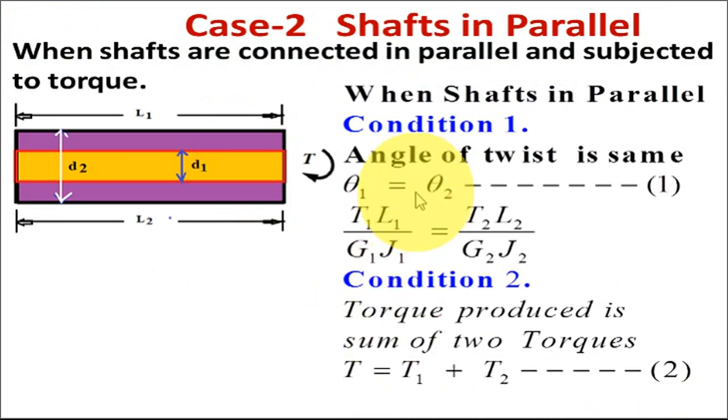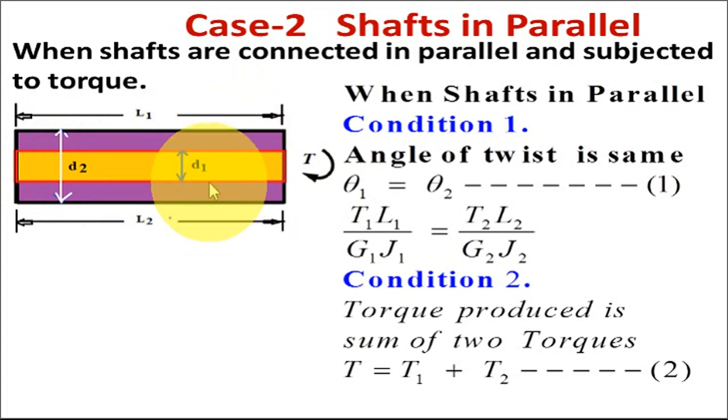Now you know that when shafts are connected in parallel, one shaft is inserted in another shaft. It means the middle shaft will be a solid shaft and the outer shaft will be a hollow shaft. Here you can see the yellow colored middle shaft is called the solid shaft. The outer one is the hollow shaft, in which a shaft of diameter d1 is inserted. That's why they are parallel to each other.